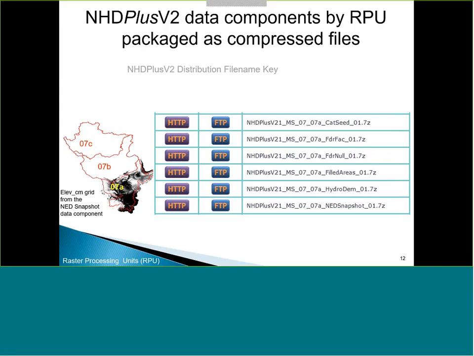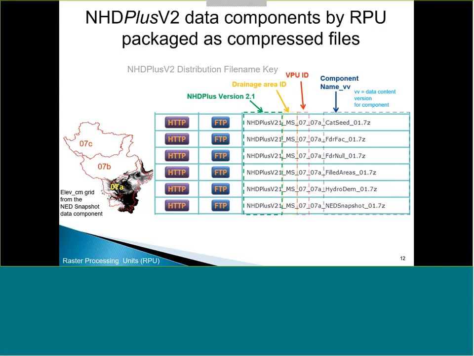The RPU packages are listed on this VPU data download page for each VPU. You can use the distribution key name again to see how these are organized. And it's basically the same as before. There are four sections, just like the rest of the VPU data. However, there is a fifth one. It's the RPU ID that we slide in here to show which area is covered for that particular data set.